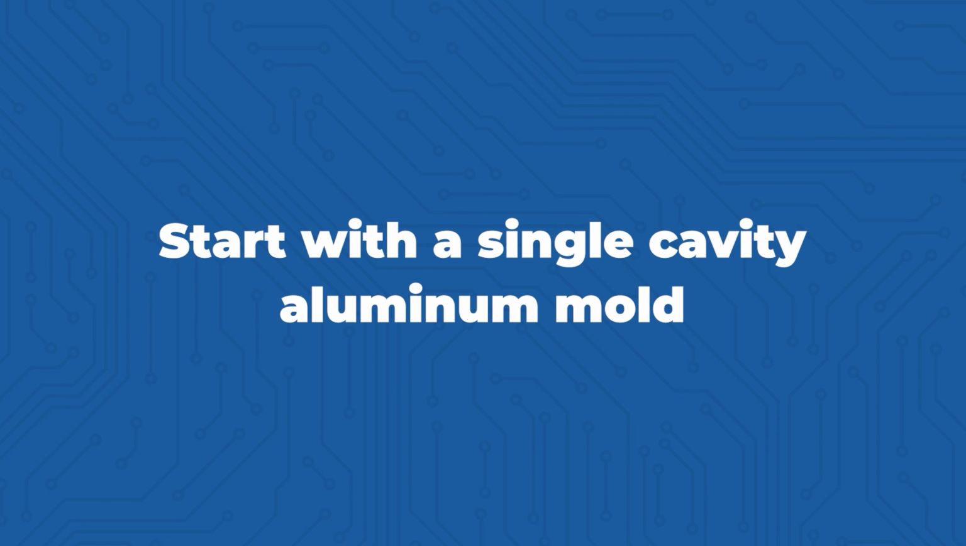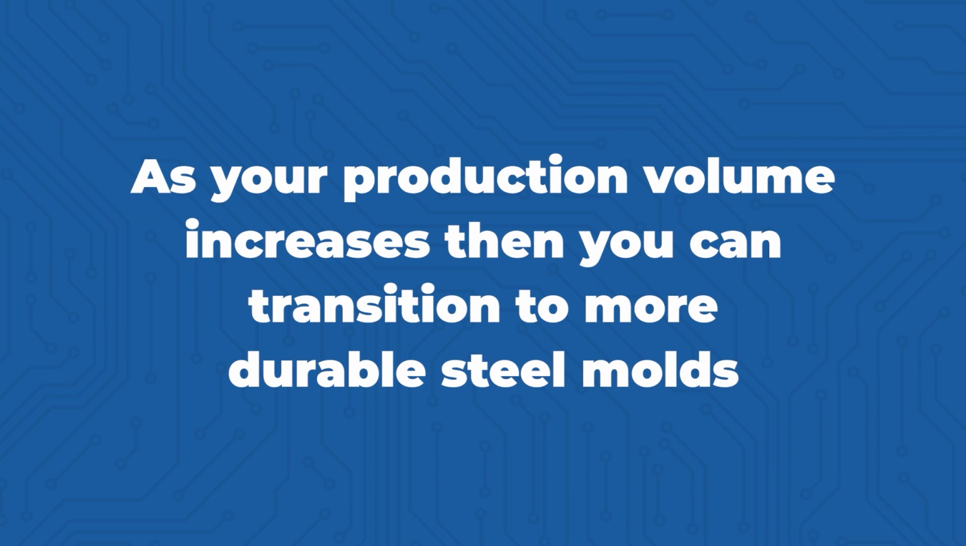Then as your production volumes increase, you transition to steel. There are different grades of steel, so you can go up to harder and harder steels. They'll have a longer lifetime, but they'll also have a higher cost. So just don't take big steps. Don't go from a single cavity aluminum to an 8 cavity high grade steel mold. That's too big of a step.